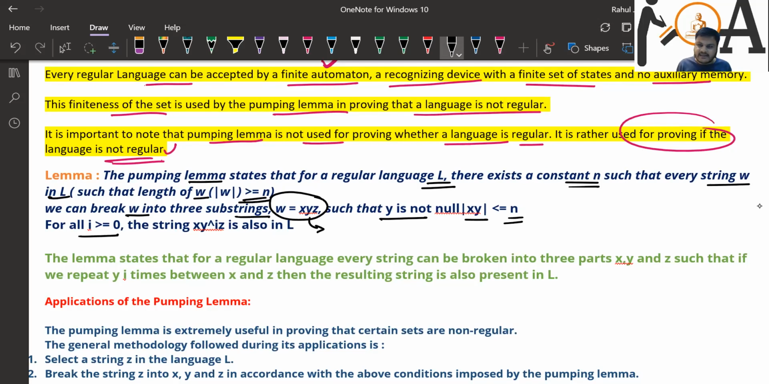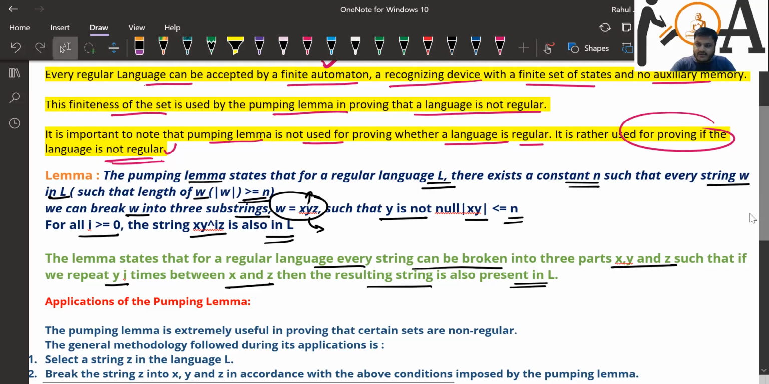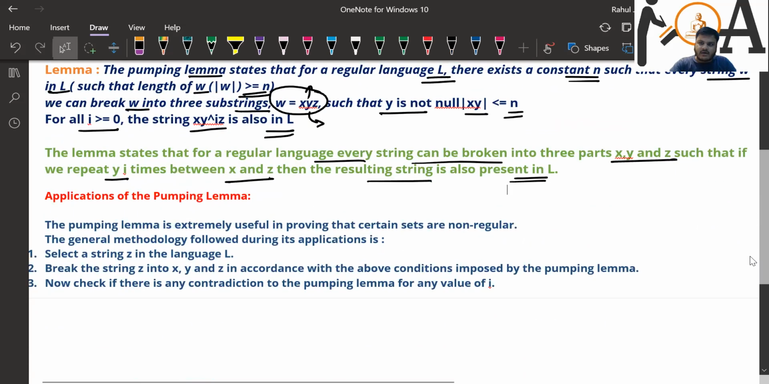For all i greater than or equal to 0, the string X Y to the power i Z is also in L. The lemma states that for a regular language, every string can be broken into three parts, X, Y, and Z, such that if we repeat this Y i times between X and Z, then the resulting string is also present in L. If the resulting string is not present in L, it means that it is non-regular. Okay. Don't worry, we'll take an example and show how to solve it.